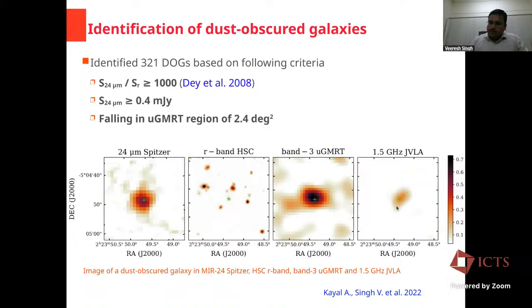And here, this is the VLA image, and you can see that the uGMRT image is very bright, and this could be because this is a steep spectrum source. So you get a lot of flux in the uGMRT band.